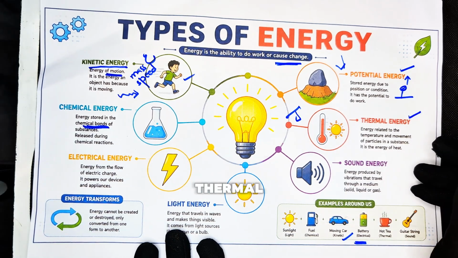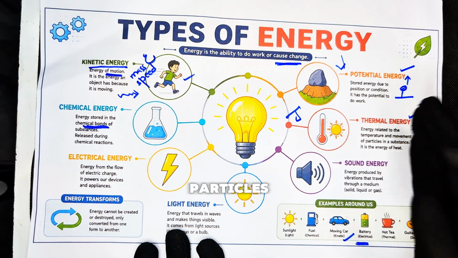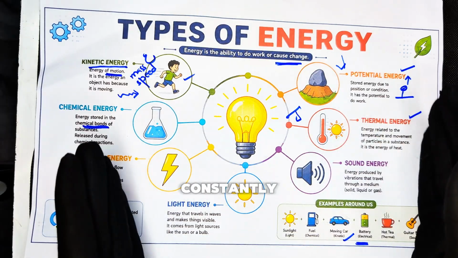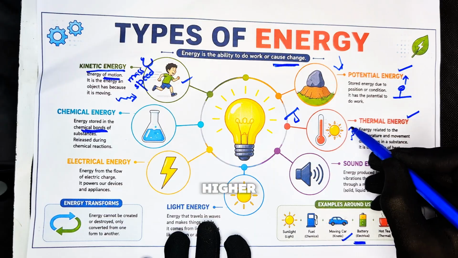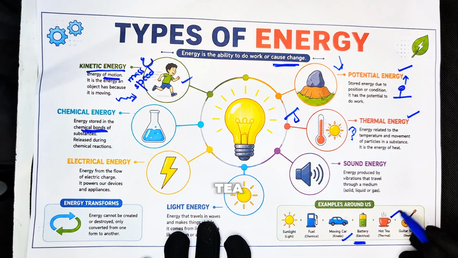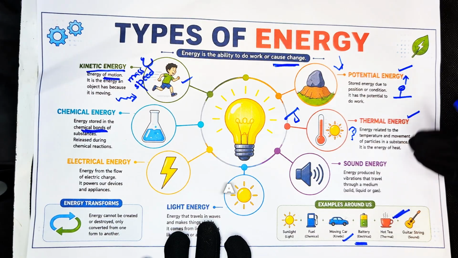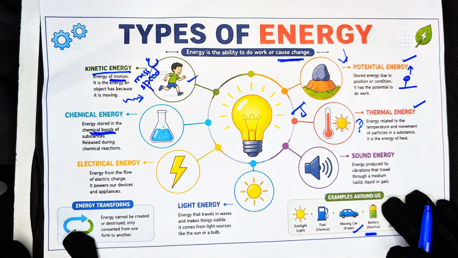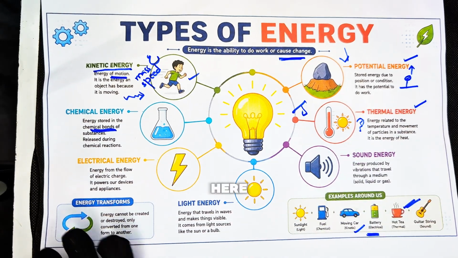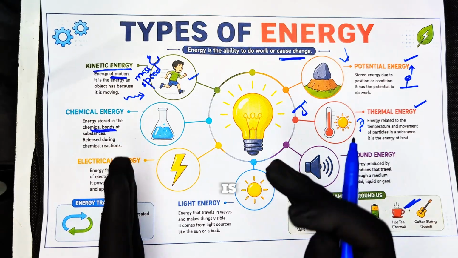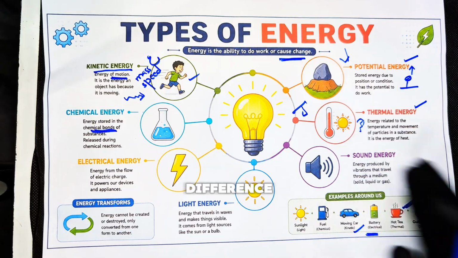Now let's move to thermal energy. Thermal energy is related to the random motion of particles in matter. The particles inside everything are constantly moving. When particles move faster, the temperature generally becomes higher. Think about a cup of hot tea. Its particles have more thermal energy than those in a colder cup of tea. A stove, a fire, hot water, and your warm body all involve thermal energy. And here is something more important. Heat is energy transferred from a hotter object to a colder object because of a temperature difference.